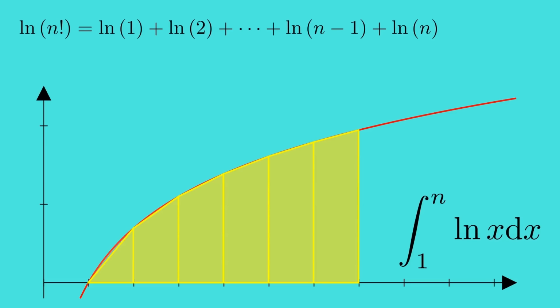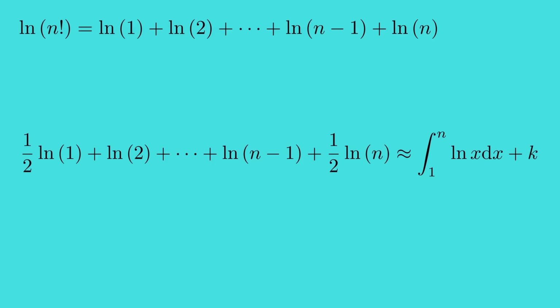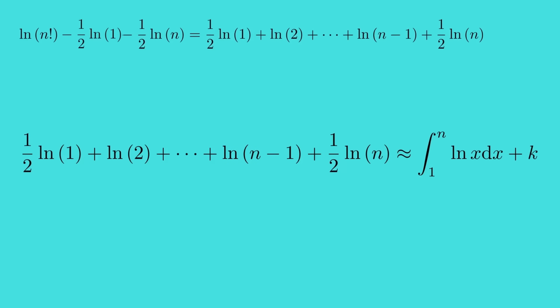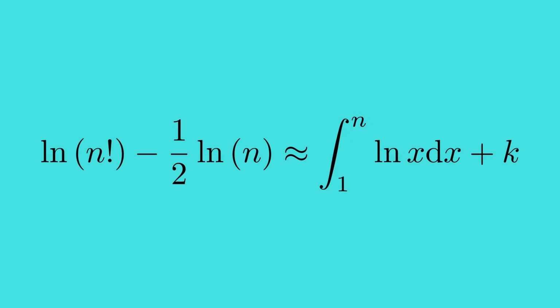When you calculate the areas of these trapeziums and add them together, you get this nice formula called the trapezium rule. To account for the unshrinking error in the first few terms, we add a constant k. We don't know yet what this constant is, and neither did de Moivre. This is almost identical to what we have at the top. If we subtract a half log n and a half log 1, which is just 0, from both sides, they become the same thing. We can evaluate this integral exactly by using integration by parts.